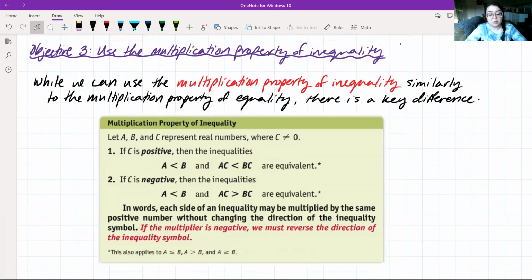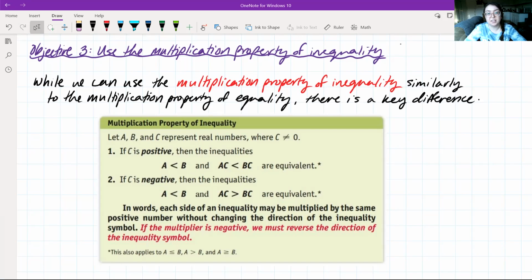Now, objective 3, use the multiplication property of inequality. While we can use the multiplication property of inequality very similarly to the multiplication property of equality, there is one key difference. If a and c represent real numbers where c is not equal to 0, if c is positive, then the inequalities a is less than b and a times c is less than b times c are equivalent. So as long as the number that you're multiplying is positive, everything stays the same. Same as you would with your multiplication property of equality.